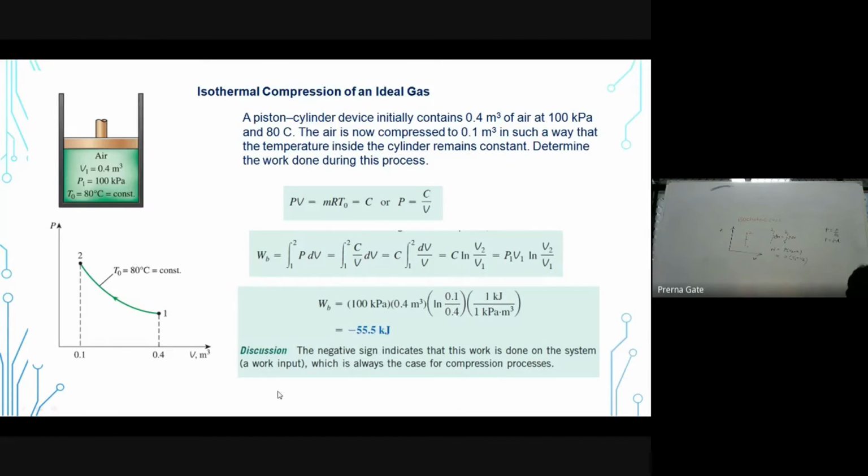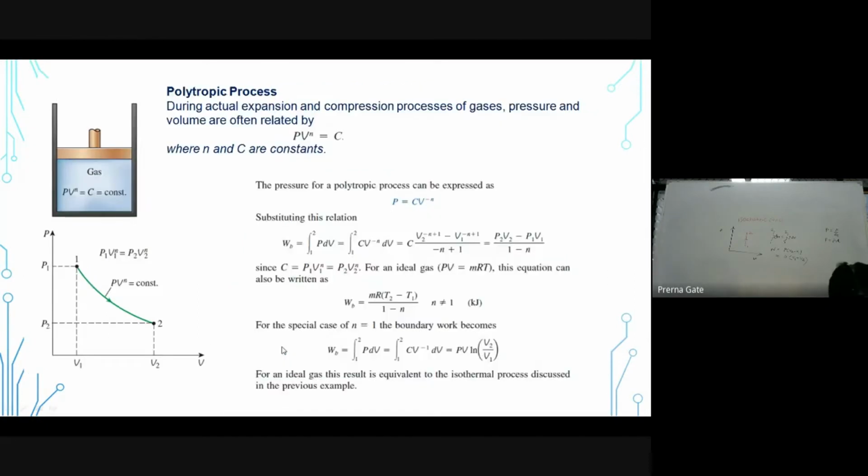So let us discuss another process, that is the polytropic process. The processes we have discussed till now are somewhat imaginary. Poly means many and tropic means changes, so a polytropic process is a process which involves many changes. In this, the pressure and volume are related as PV to the power n is constant. As we derived the work done for an isothermal process, in the same manner we can derive the work done for a polytropic process.